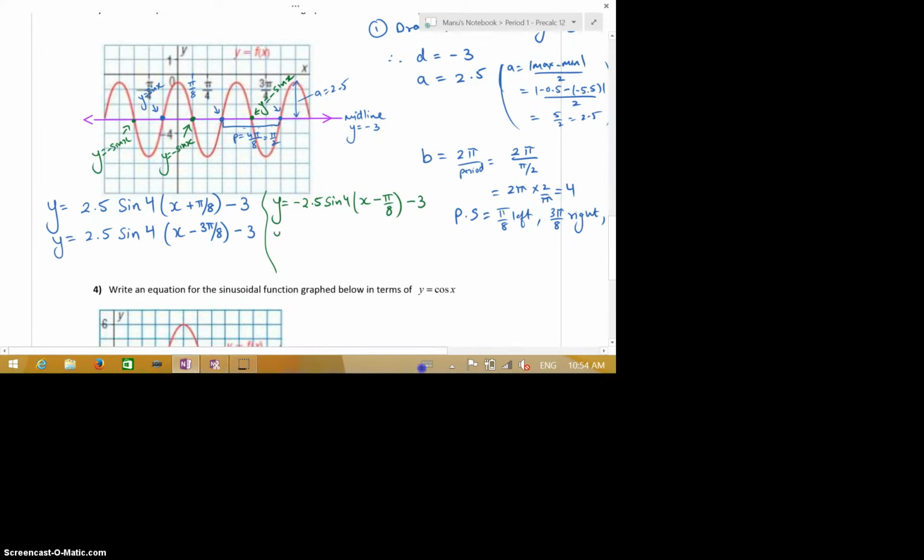Similarly, I could have also written y equals negative 2.5 sine 4x. The sine function could have started right there. That's 1, 2, 3, negative 3 pi over 8. So plus 3 pi over 8, minus 3. Any one of those equations will give you the exact same graph. And in fact, we're going to go ahead and test that using a graphing calculator. So take out your graphing calculators.